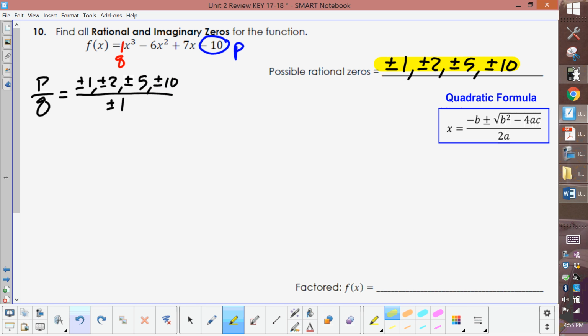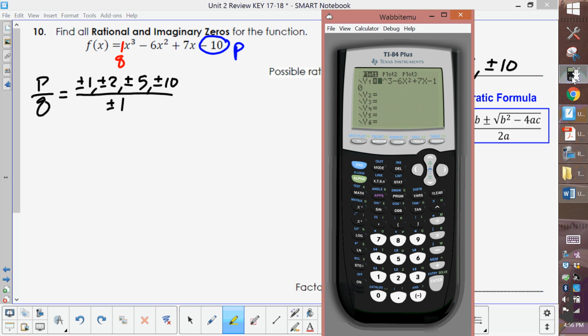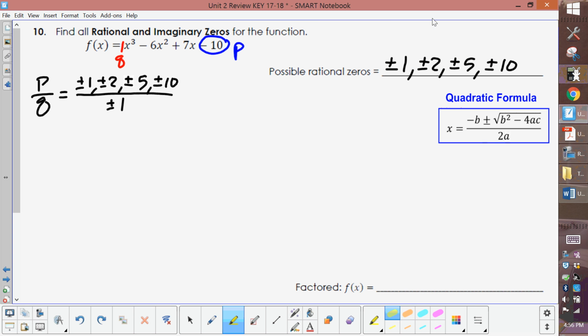Now again, not all of these are my zeros, but these are a list of potential zeros that could happen. So again, we're going to cheat. We're going to use our calculator. I typed it in here. I look at my table and it looks like 5 is the only one that works. So I'll go ahead and do my synthetic division. I'm going to put 5 in the box here.